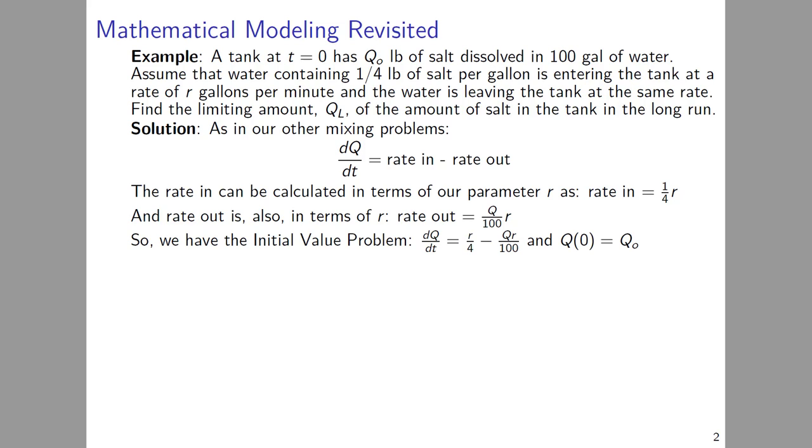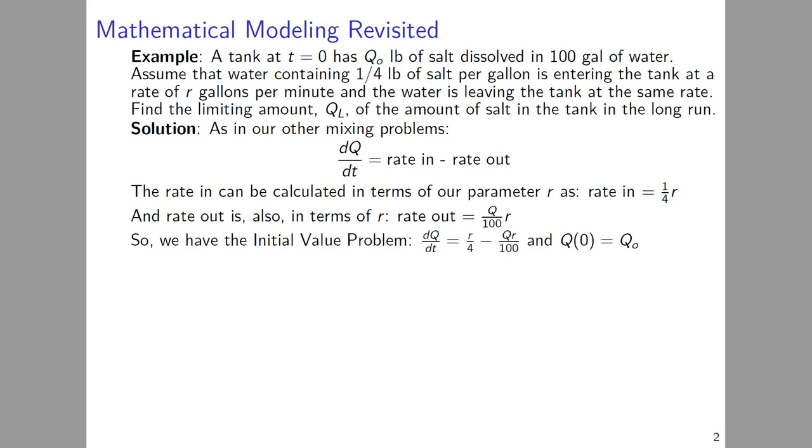So here we have an initial value problem. The differential equation we just found, which is rate in minus rate out equals dQ/dt, which we just calculated as dQ/dt equals R over 4 minus QR over 100, and we have the initial condition that the amount of salt Q at 0 is Q0.